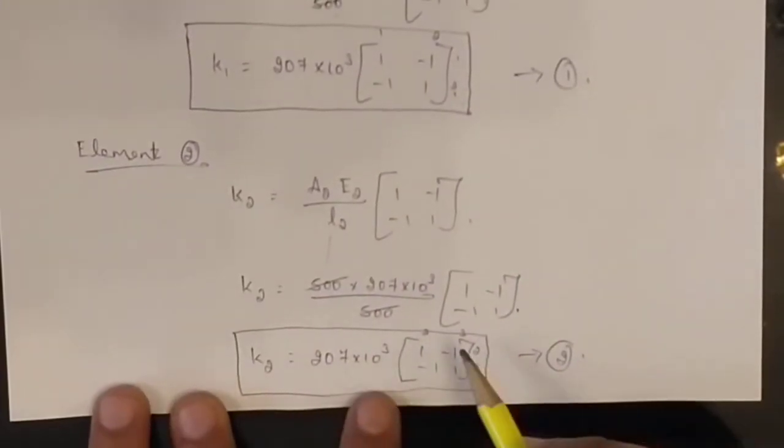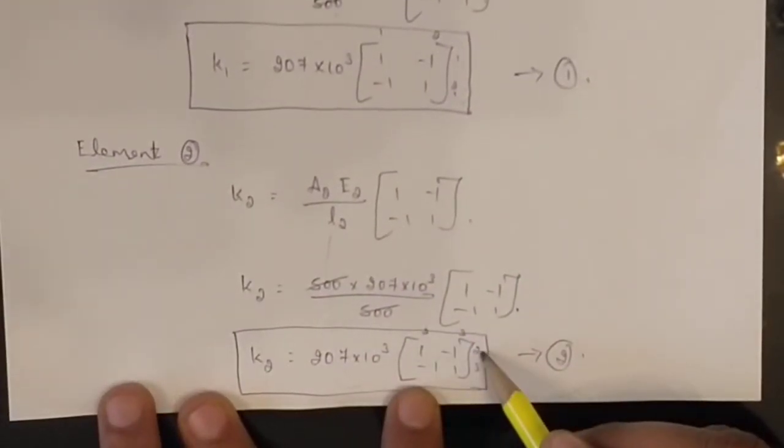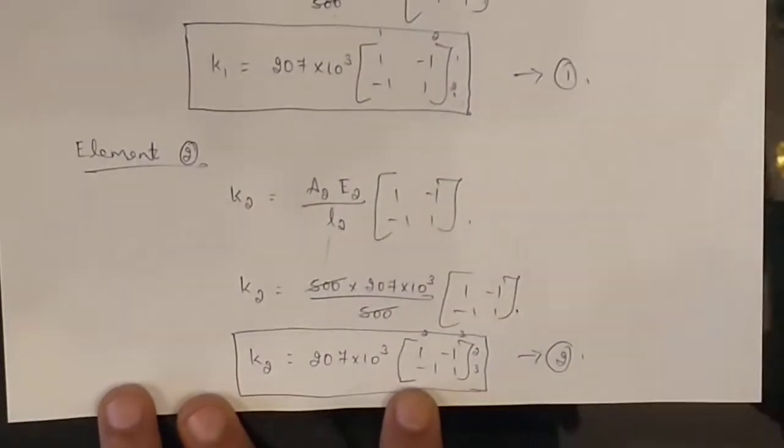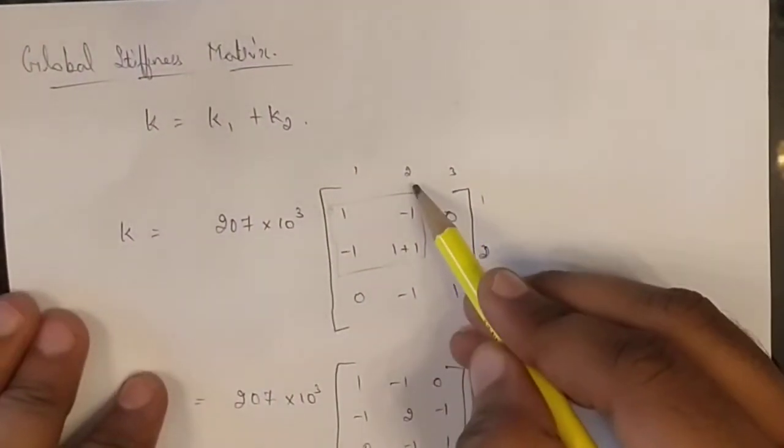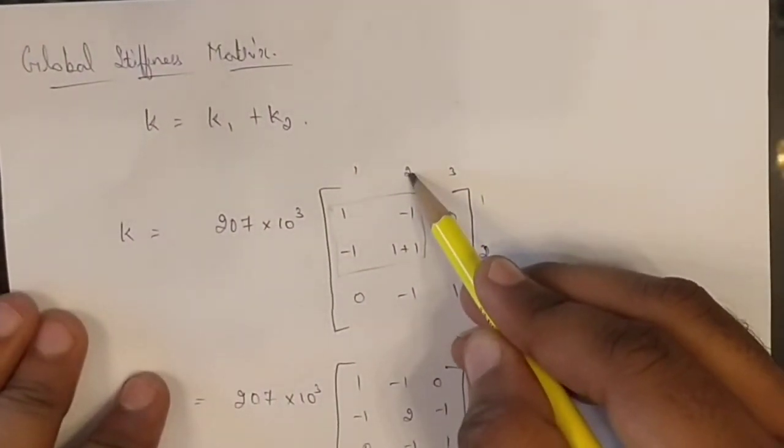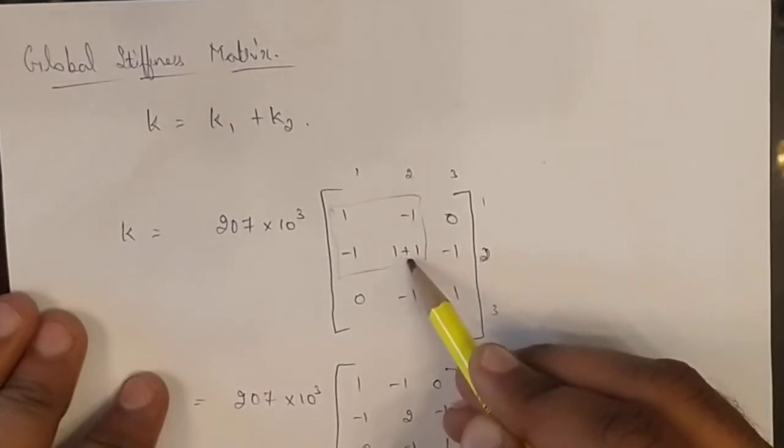And write the second matrix K2. K2 starts from 2 2. Is that right? Please understand this. K2 starts from 2 2, coordinates 2 and 2. So here it is. Where is 2? 2 is here and 2 is here. So it starts from here.